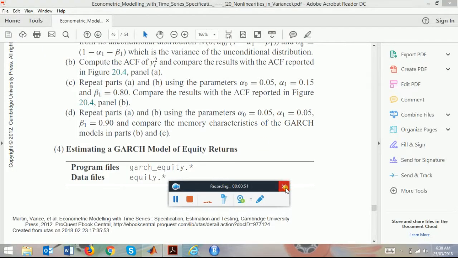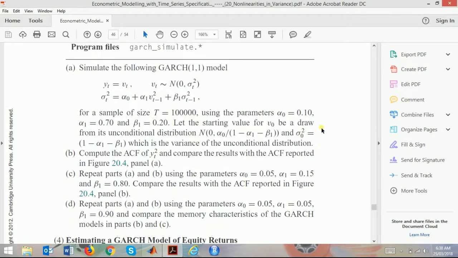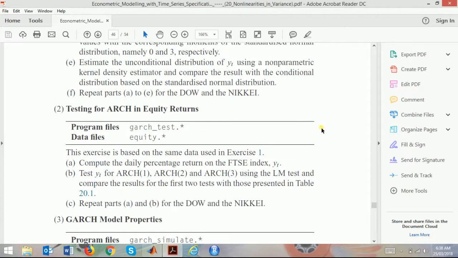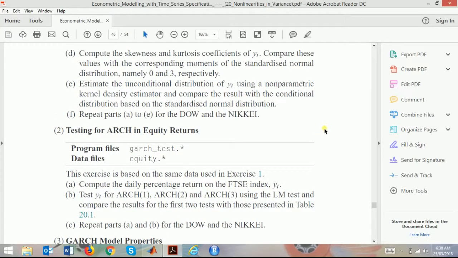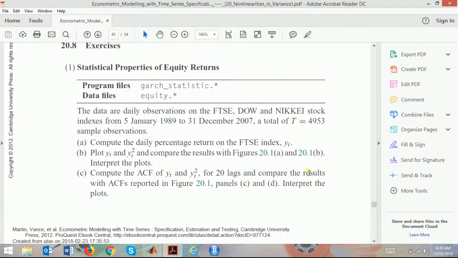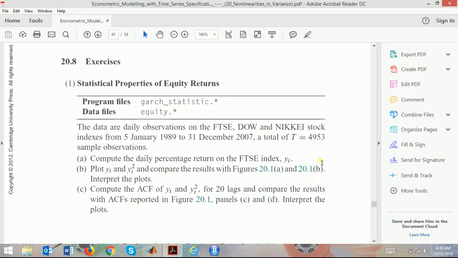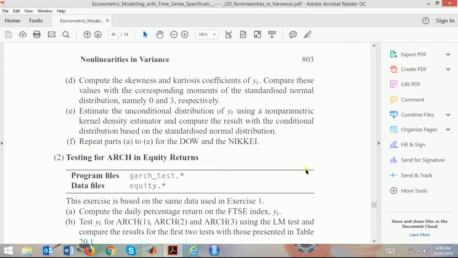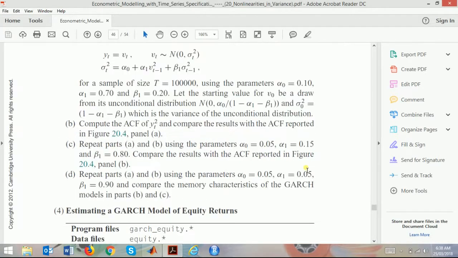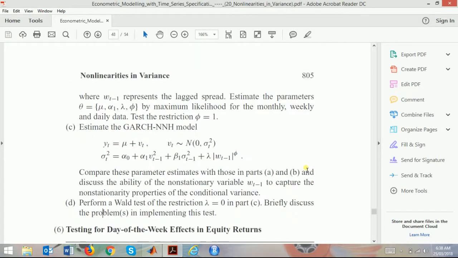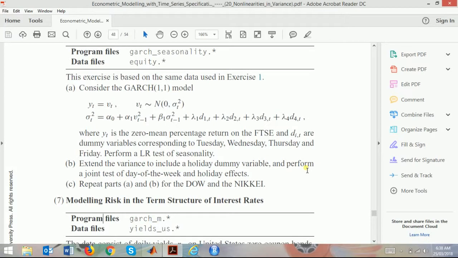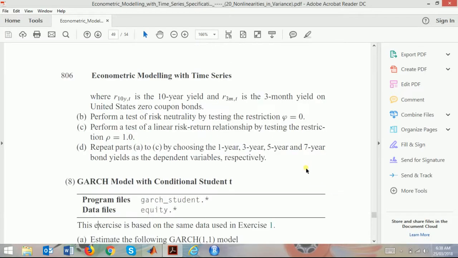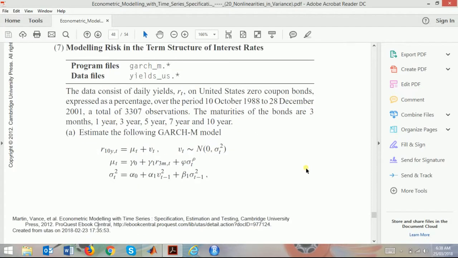So to begin with, we will look into our problems that we want to discuss. We have already slightly discussed some of the problems in earlier video, and we have covered up until GARCH mean. So now we're going to start the discussion from there.